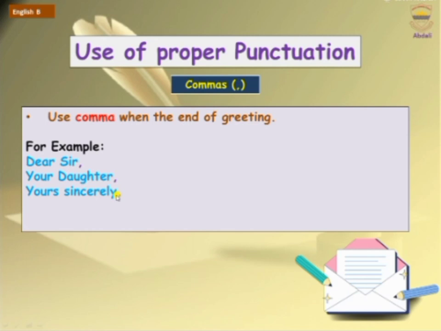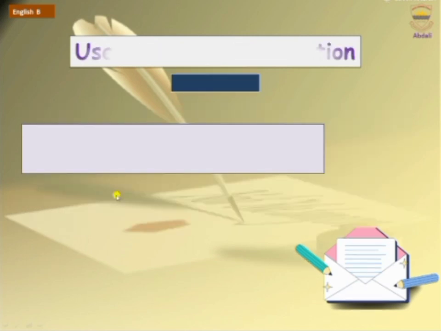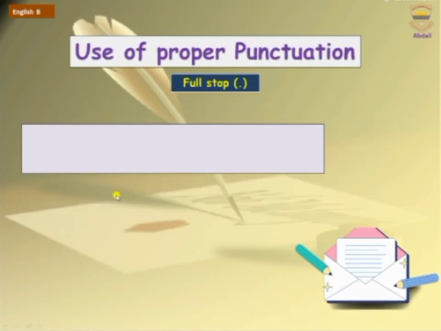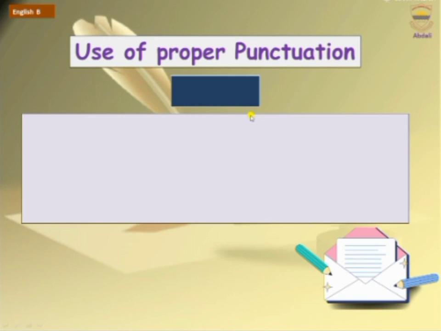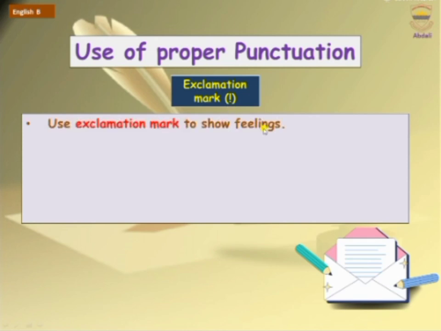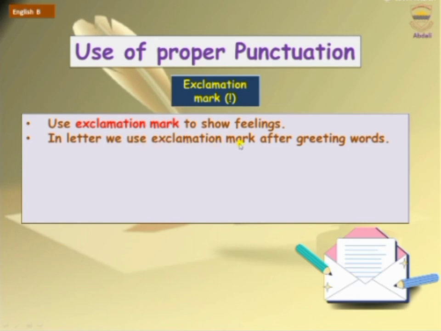Next, we will discuss full stop. When do we use full stop? We use full stop at the end of every sentence. Now we will explain exclamation mark. When do we use exclamation mark? We use exclamation mark to show feelings. In letter we use exclamation mark after greeting words.